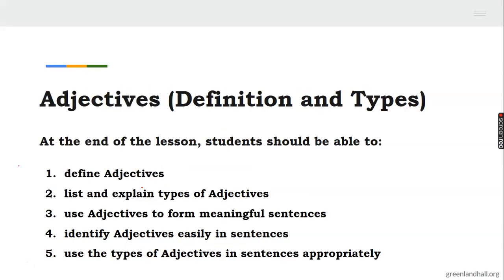Alright, today we'll be looking at adjectives. Can we all say that after me? Adjectives. We'll look at adjectives, the definition and the types. But you need to understand that at the end of this lesson, you should be able to define adjectives. You should be able to list and explain the types of adjectives that we have. You should be able to use adjectives to form meaningful sentences. Number 4, you should be able to identify adjectives easily in sentences. And number 5, you should be able to use the types of adjectives in sentences appropriately. Okay, let's proceed now as we launch in.